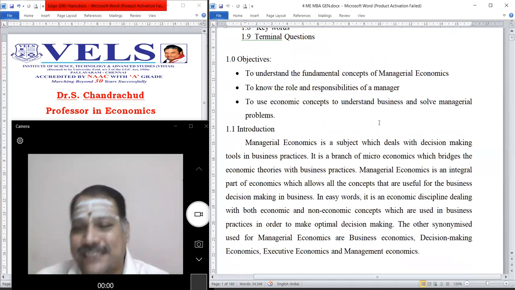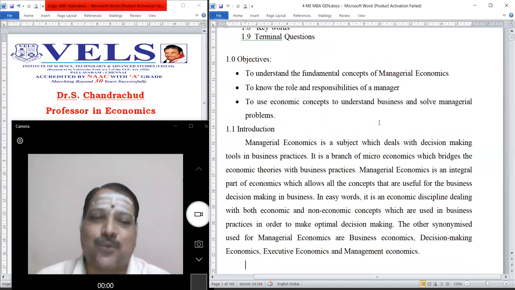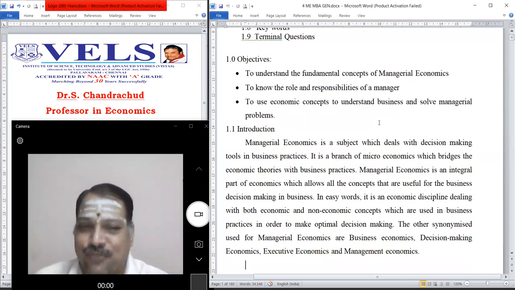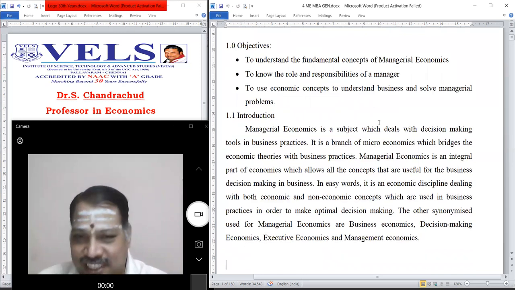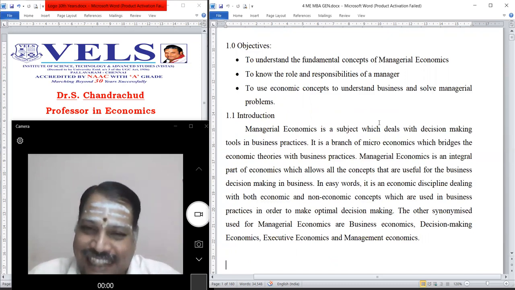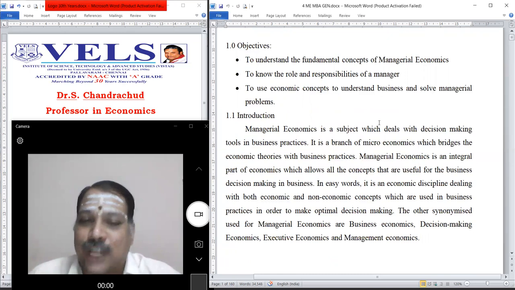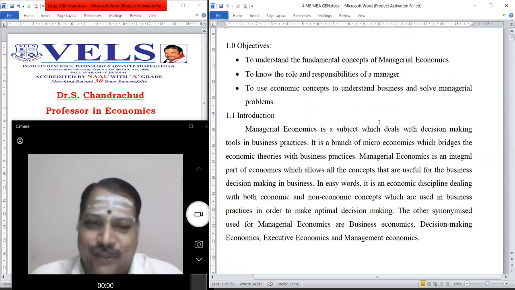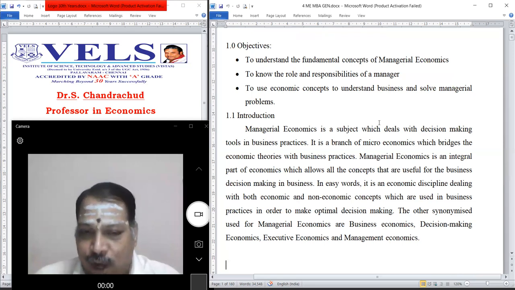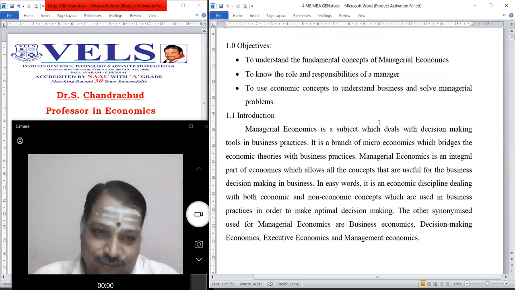Managerial economics is a subject which deals with decision making in business practices. It is a branch of microeconomics which bridges economic theories with practices. Managerial economics is an integral part of economics which covers all the concepts that are useful for business decision making. In easy words, it is an economic discipline dealing with both economic and non-economic concepts which are used in business practices in order to make optimal decisions.